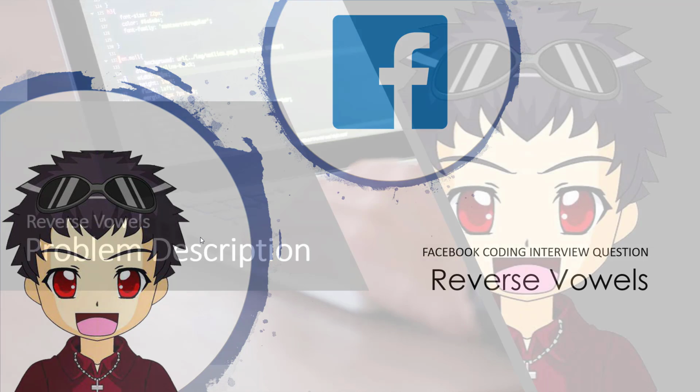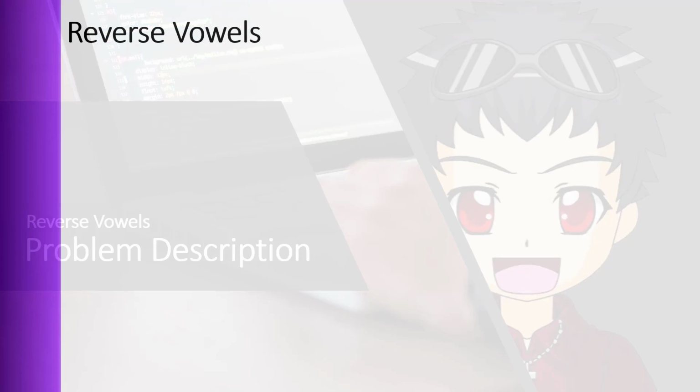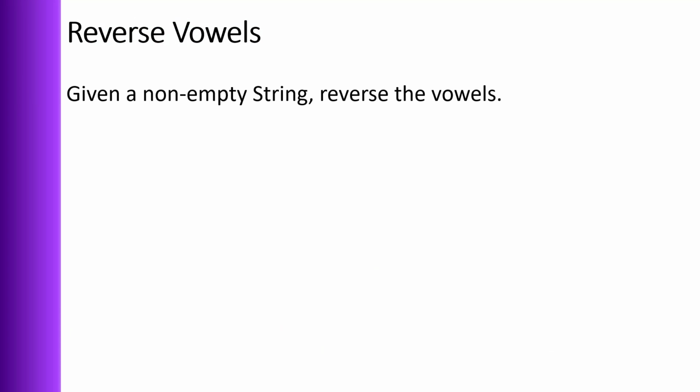Alright, so let's start. For the problem description, we are given a non-empty string and we have to reverse the vowels. This is similar to our previous problems, where we had to reverse a string. However, this time we are only going to reverse the vowels. We are given the input hello, and then we have to output holle.